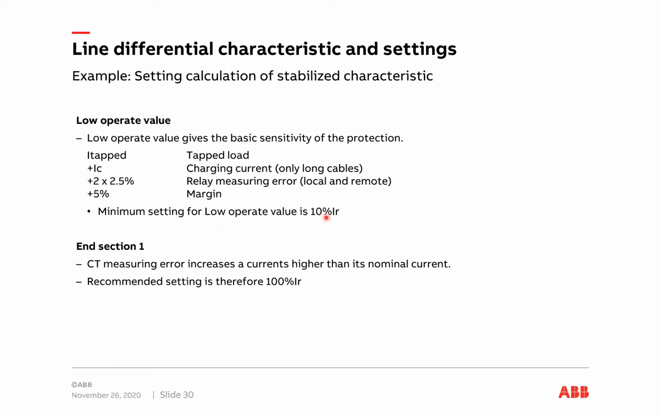And since we are protecting only a cable, no in-zone transformer, we use the recommended setting of 100% IR for end section 1. And the reason we are using 100% is because 100% here means the nominal current of the CT. And from this point onwards, when the load is increasing, also the CT measuring error will start to increase.